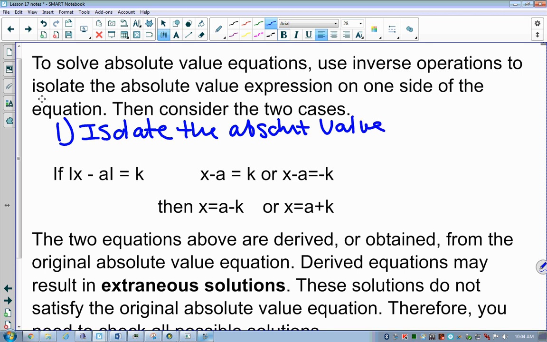Okay? And that becomes important because sometimes I can have something outside the absolute value. Let's say, for instance, I'll erase this in a second. I have -7 plus 9. Okay, I've got that absolute value plus 3 equals 15. Before I can begin to solve that, I have to move the 3 over to the other side.